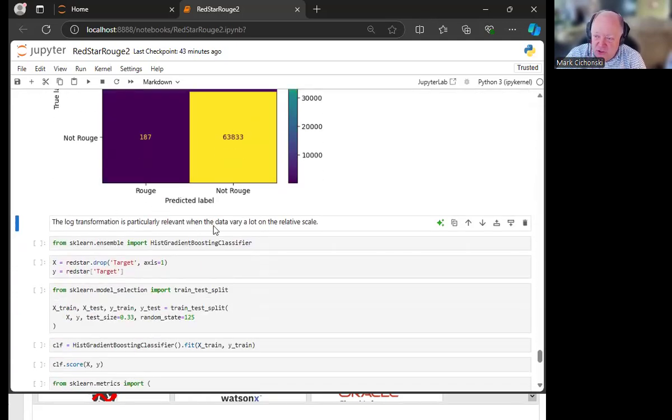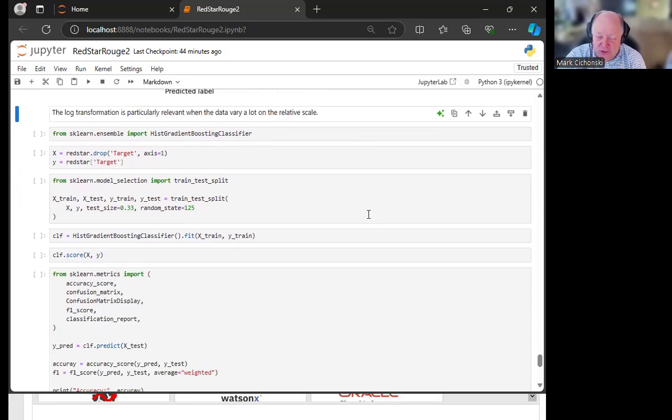One of the things you'll see here is that the log transformation is really relevant when the data vary a lot on the relative scale. If you think back to our box plot, it doesn't really make sense because relatively all the data was the same, especially after we converted the target to zeros and ones.